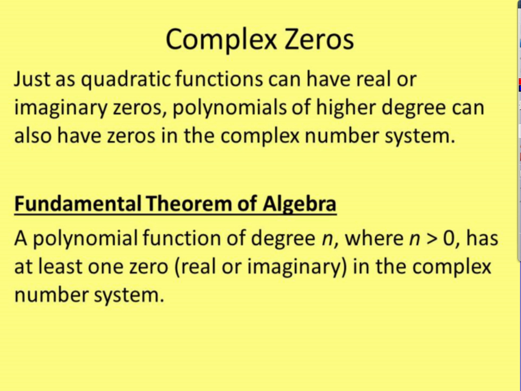We can also have complex zeros, so we don't have to just have rational and real zeros. Just as quadratic functions can have real or imaginary zeros, polynomials of higher degree can also have zeros that are complex numbers. The fundamental theorem of algebra says a polynomial function of degree n, where n is greater than 0, has at least one zero, real or imaginary, in the complex number system.